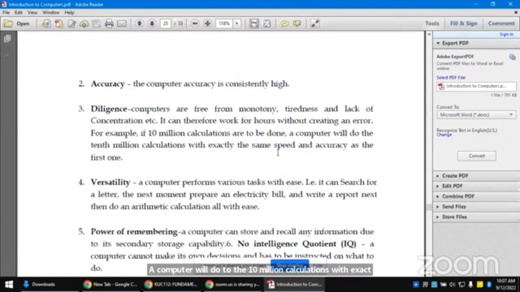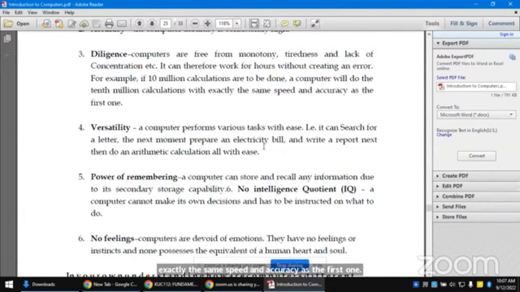So then we have versatility. A computer is versatile. A computer performs various tasks with ease. It can search for a letter, the next moment prepare an electricity bill, write a report next, then do arithmetic, all with ease. Then the power of remembering. A computer can store and recall any information due to its secondary storage capabilities.